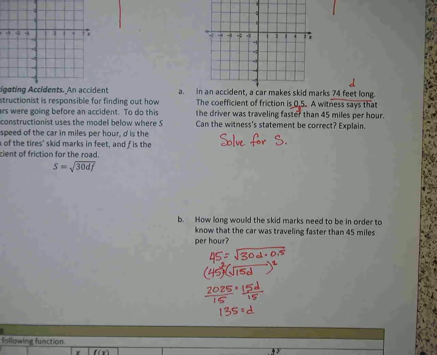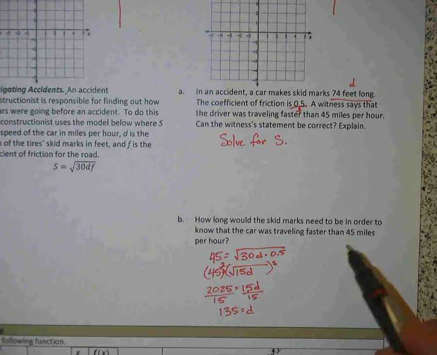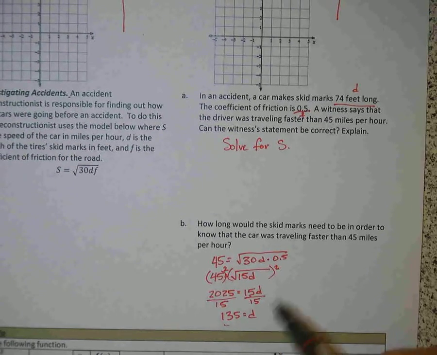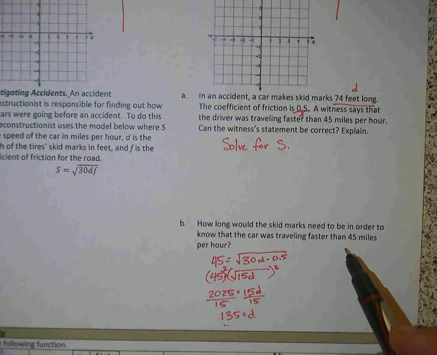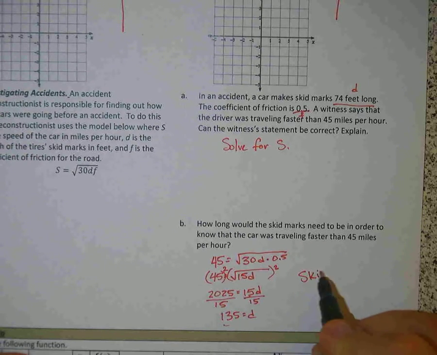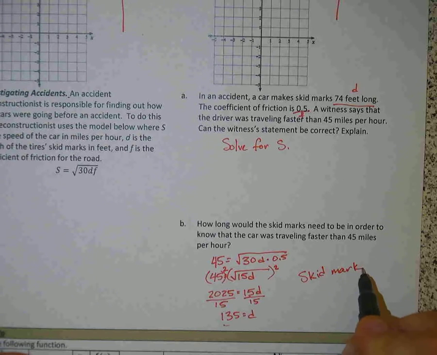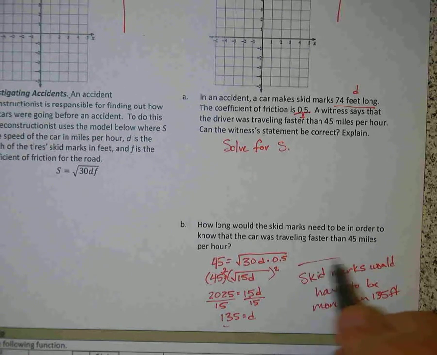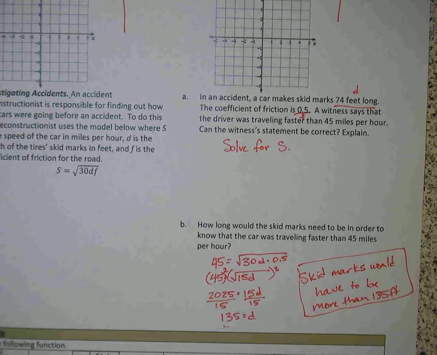Okay, so that means that if the car was going 45 miles an hour, the skid marks would have been 135 feet long. Okay, but to know that it was traveling faster than 45 miles an hour, I'm just going to say that skid marks would have to be more than, or longer than, 135 feet. Okay, that would tell us that the car was traveling faster than 45 miles an hour.